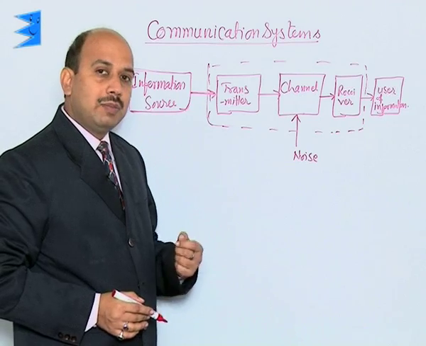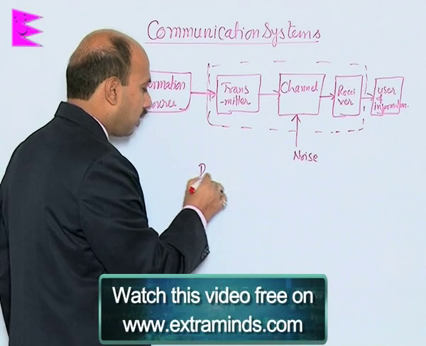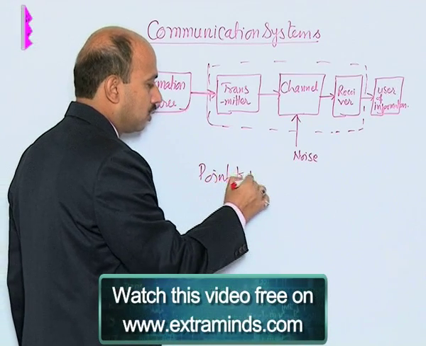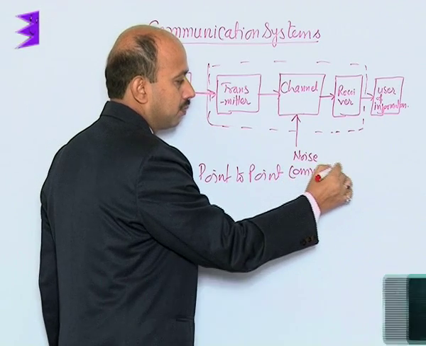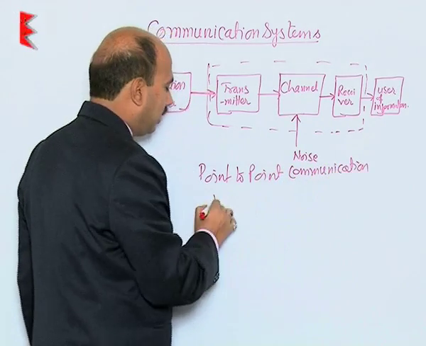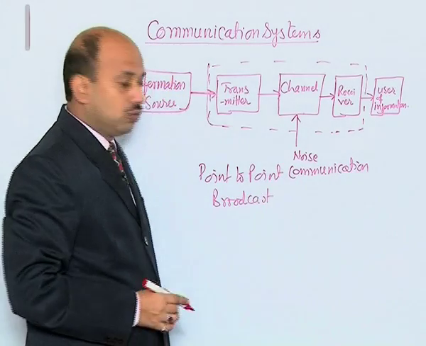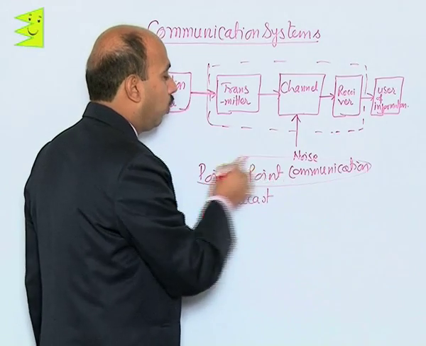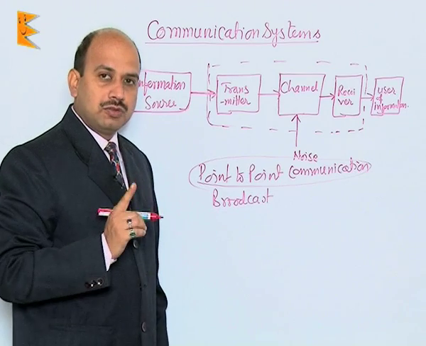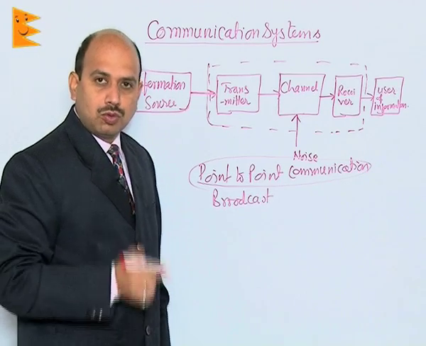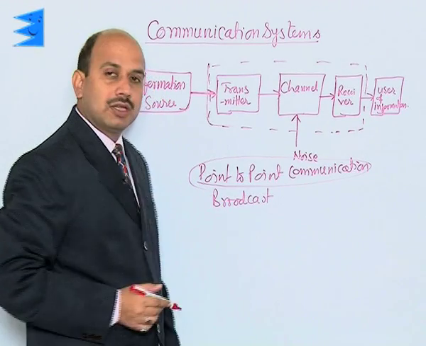But here we will be studying that there are basically two types of communication system. One is point to point communication. Another one is broadcast. In a point to point communication system, see here, there is one transmitter and one receiver. The example is the telephone. One person who is talking can talk to one particular person. So one transmitter and one receiver involved is called a point to point communication system.